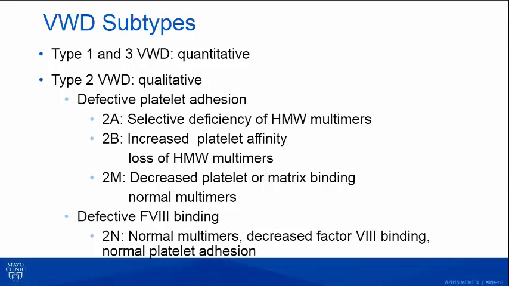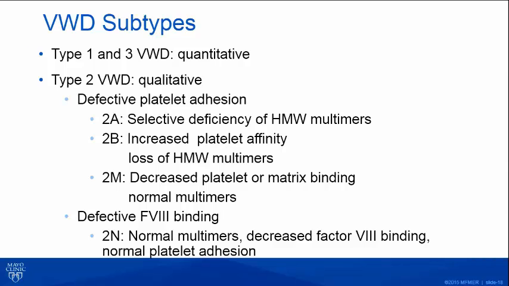So type 1 and type 3 are quantitative abnormalities. Type 2 is qualitative. In type 2, you can see there are 2 subcategories. One is defective platelet adhesion. The other one is defective Factor 8 binding. In type 2A, there is selective deficiency of high molecular weight multimers. In type 2B, the deficiency exists in the platelet binding site.